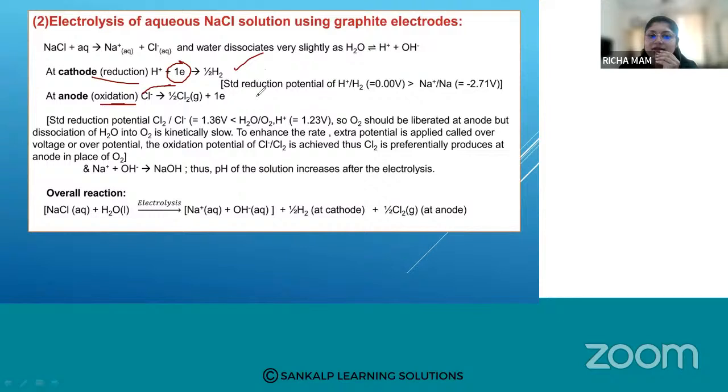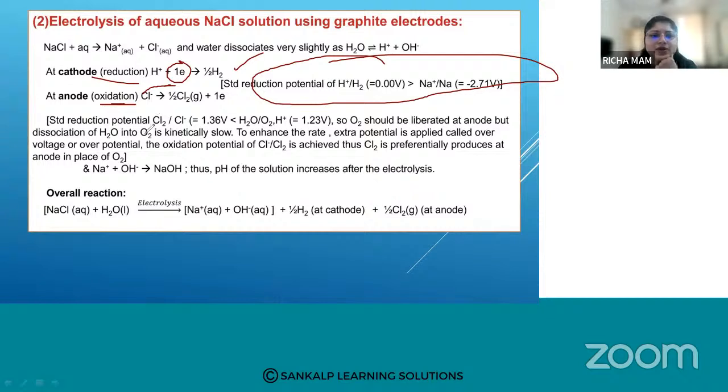We know that whenever you have ions, we have to consider their standard reduction potentials. Here the standard electrode potential of hydrogen is 0 volts, and that of Na is minus 2.71 volts. Negative values come below and positive values come above when we see the electrochemical cell. So the standard electrode potential of H plus is greater than that of sodium metal.